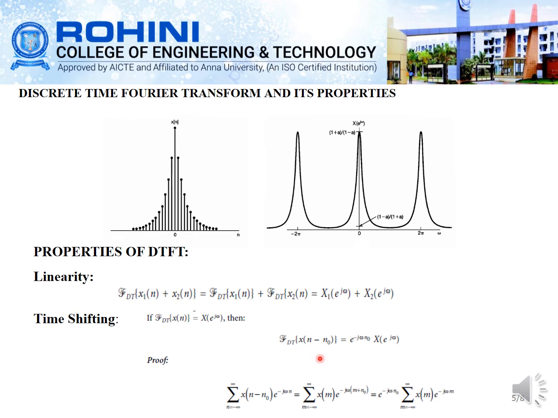Here, if we are proving this, we are substituting. We want to prove that the discrete time Fourier transform of x of n minus n naught into e power minus j omega n. Therefore, here let us take n minus n naught equal to m. After making the substitution, we have to rearrange the terms, splitting this exponential term and taking the constant term outside. Finally, we are proving the time shifting property equal to e power minus j omega n naught into X of e power j omega.